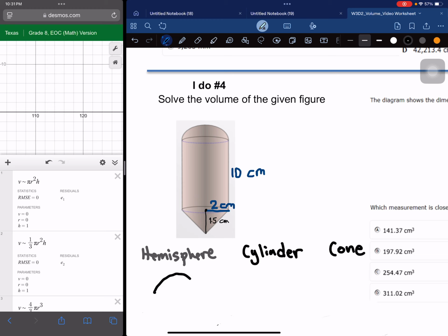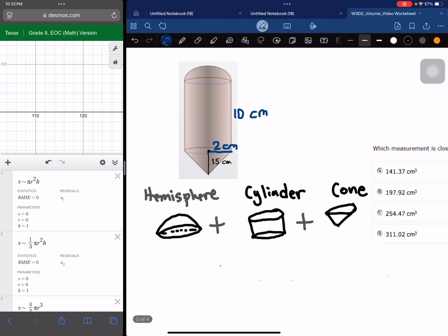The hemisphere is half of the sphere. The cylinder is a cylinder. And the cone is like the tip of the solid figure that we have. In order for us to solve this, we must add the volume of the hemisphere to the volume of the cylinder to the volume of the cone. And knowing each dimension is crucial for this.